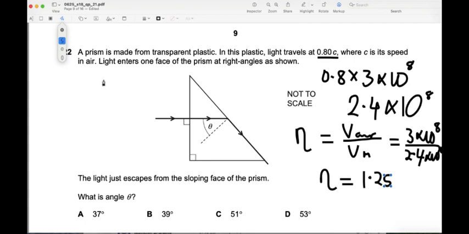Now it says light enters one face of the prism at right angle as shown. Light comes here at right angle, one face of the prism. So this is 90 degrees, and then it's refracted here. Say the light just escaped from the sloping face of the prism. What is the angle theta? Here is 90, right?